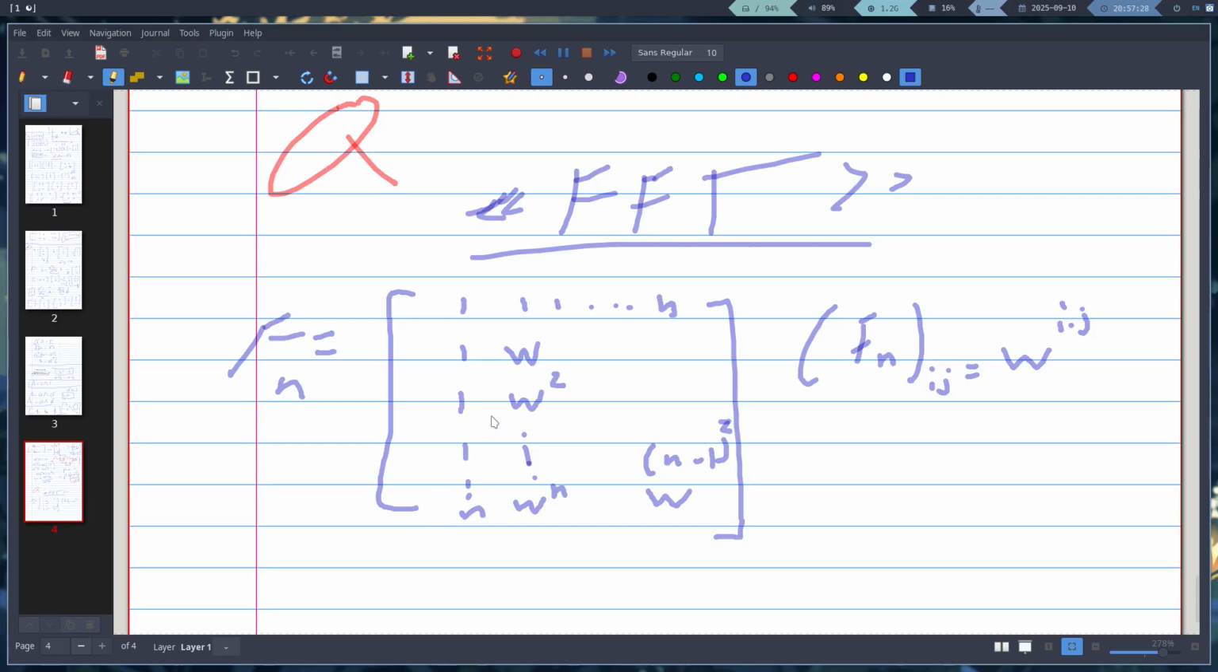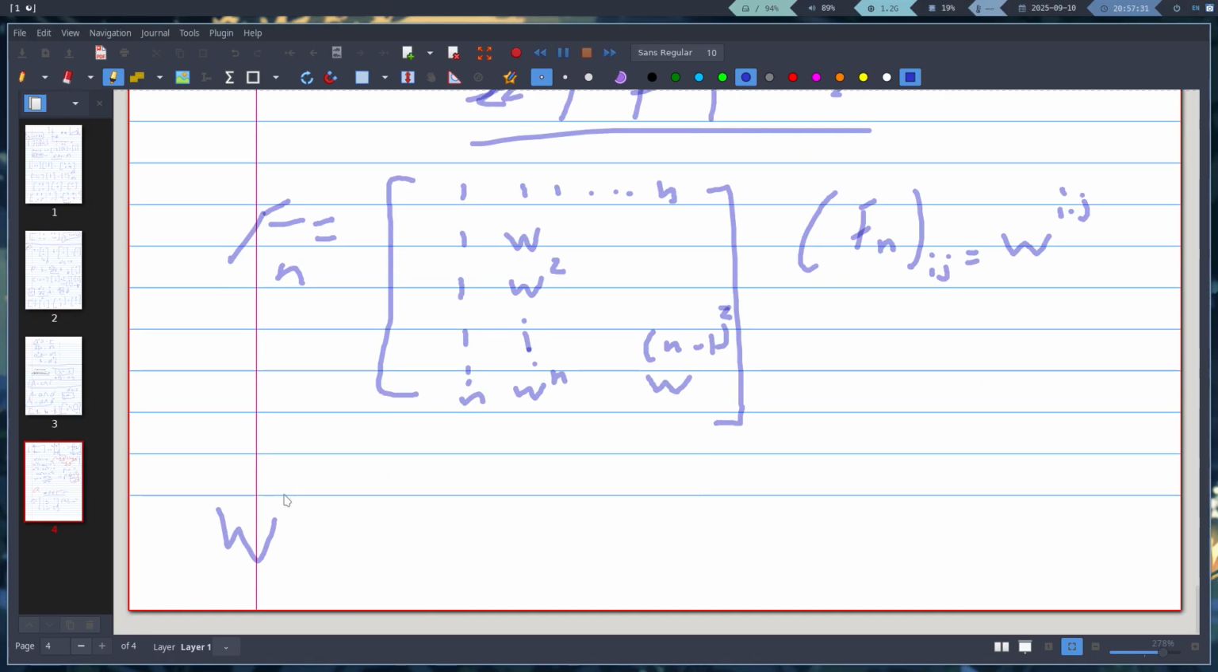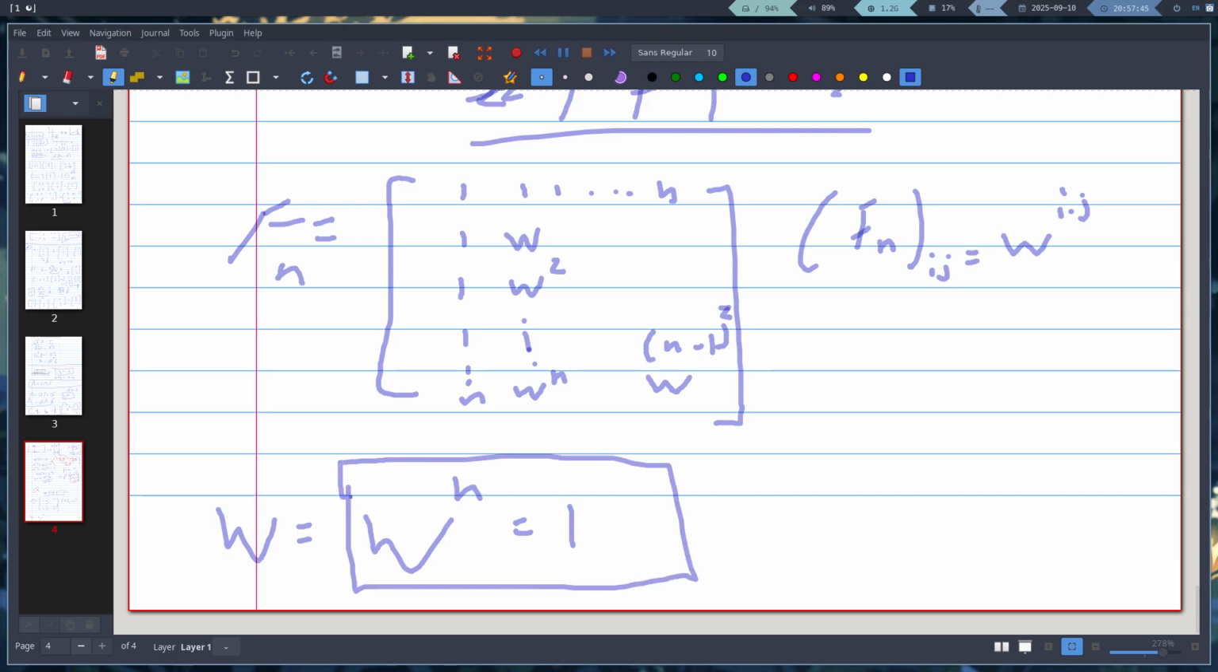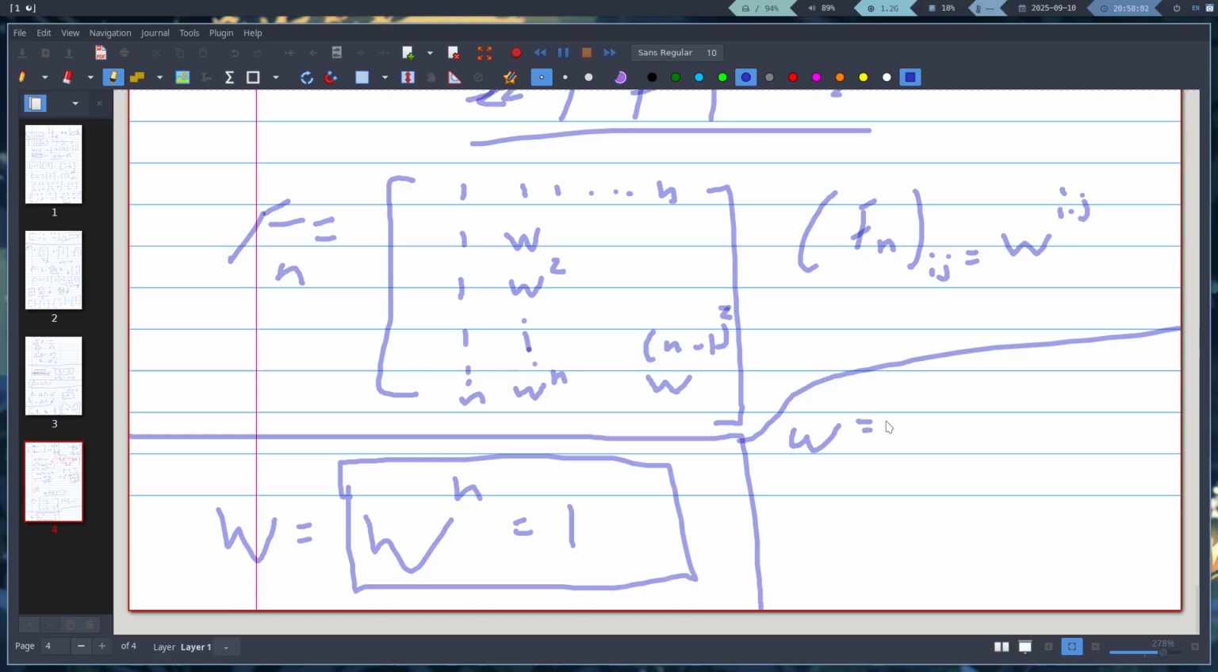Okay, so what are we looking for, though? What is W in this particular case? W is defined by W to the n. Anything that satisfies W to the n equals 1 is considered W. This is called roots of unity, and I hope you know some complex numbers, because I'm not going to get too deep into this. W is equal to e to the i 2 pi over n.